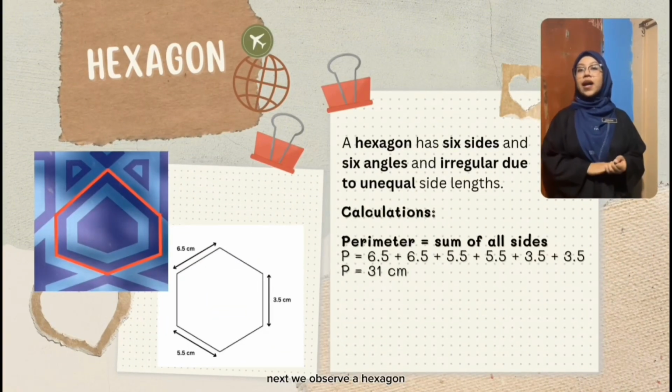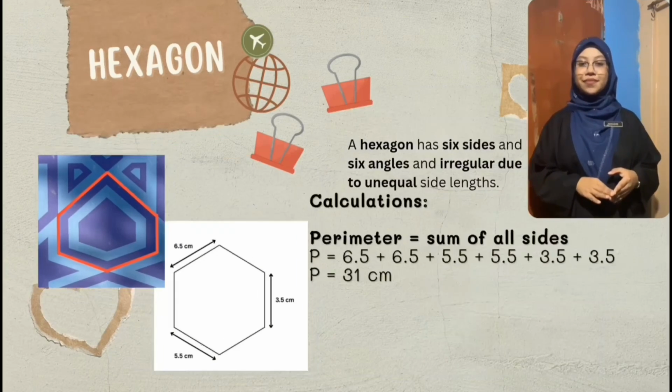Next, we observe a hexagon, which has 6 sides and 6 angles. Like the pentagon, this one is also irregular. The measurements are 2 top sides of 6.5 cm, 2 middle sides of 3.5 cm, and 2 bottom sides of 5.5 cm. As calculated, the perimeter is 31 cm.